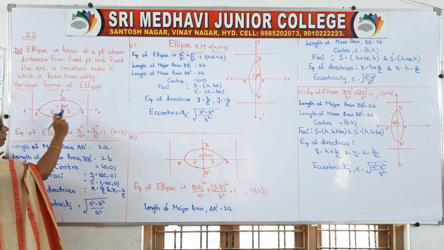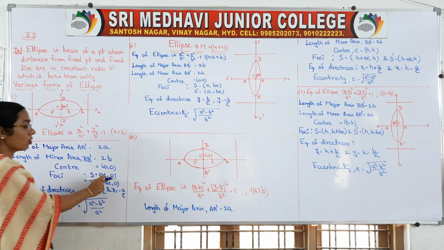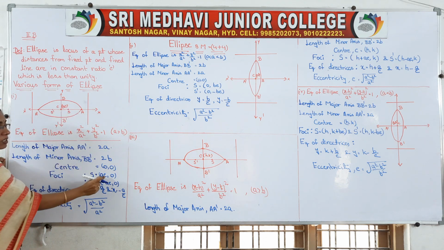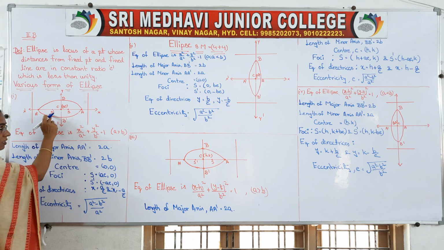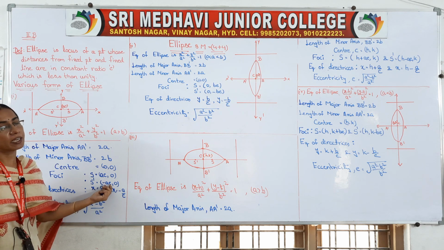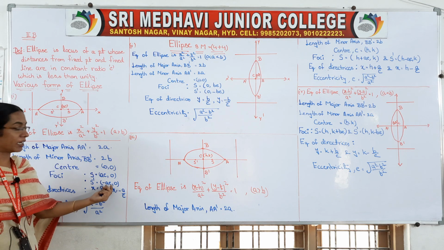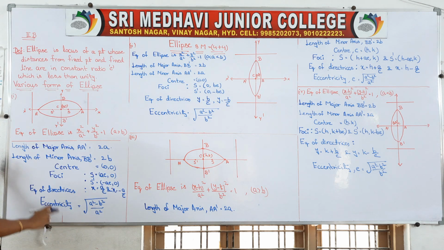If you observe, S and S dash are on the x-axis. If a point is on the x-axis, the y coordinate will be 0. This is the right side of the y-axis, that's why the x coordinate is positive. This is the left side of the y-axis, so the x coordinate is negative. If a point lies on the x axis, it contains only an x coordinate, and the y coordinate will always be 0. Next, take the equation of directrices.